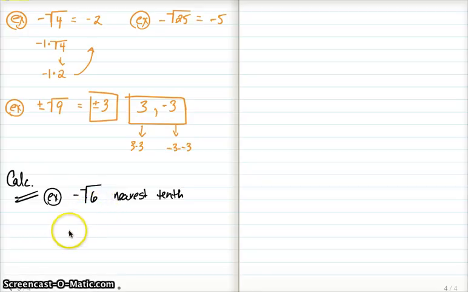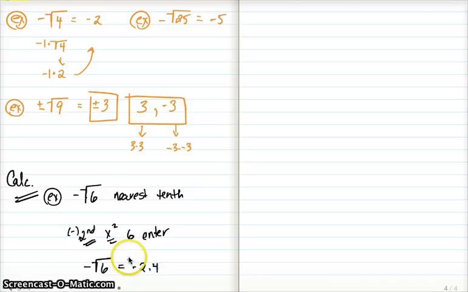And when I type this in, you will hit the negative sign first, because we do have a negative sign. Then you'll hit second x squared, because that gets you the square root. And then you can type in 6 and hit enter. When you do that, you should get -2.449489743. Okay. We are going to round to the nearest 10th, so we will say that the negative square root of 6 is about equal to -2.4.